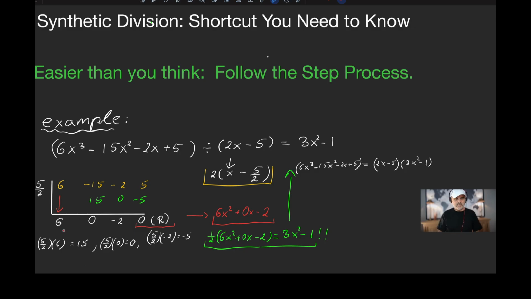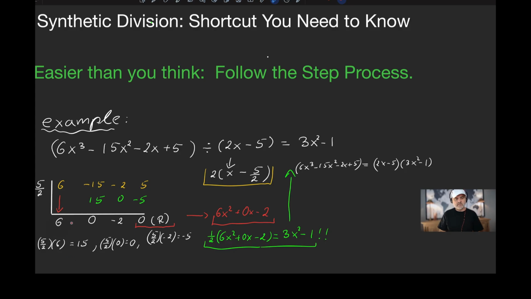So the answer would be, you divide 6x cubed by x. So that will be the leading coefficient of the quadratic term, because you lower the degree, cubic by linear.